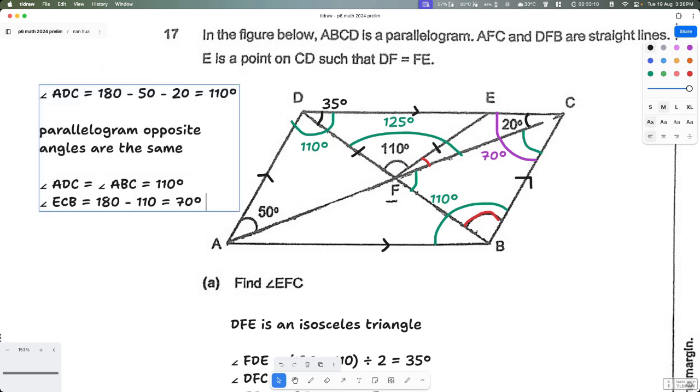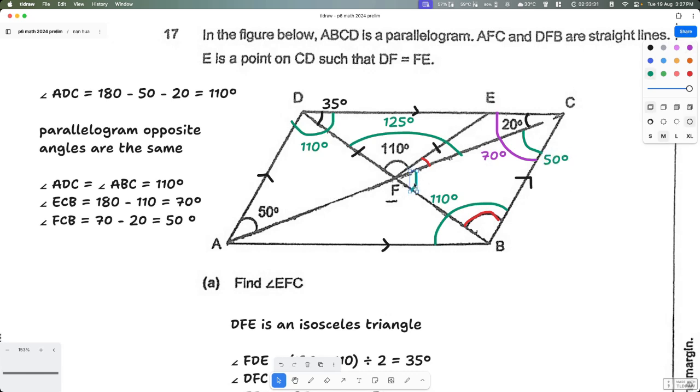Then that means angle FCB is equal to 70 minus 20, which is 50 degrees. So for this, I'm going to put here 50 degrees. Okay, so we got one.